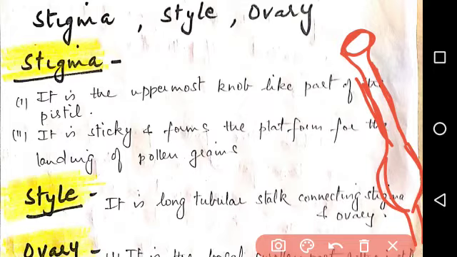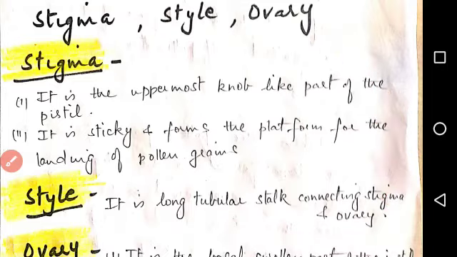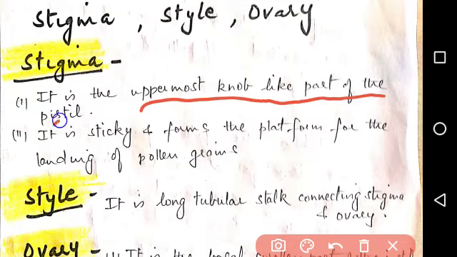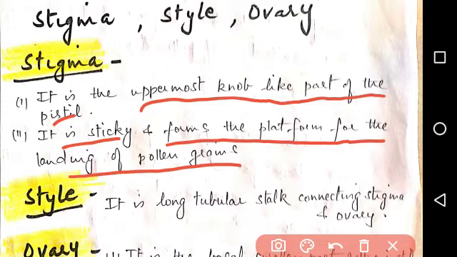So let us read the points. Stigma: it is the uppermost knob-like part of the pistil. It is sticky and forms the platform for the landing of pollen grains. When the pollen grains come from the anther, they come and rest on the stigma. So it forms the platform for the landing of pollen grains.